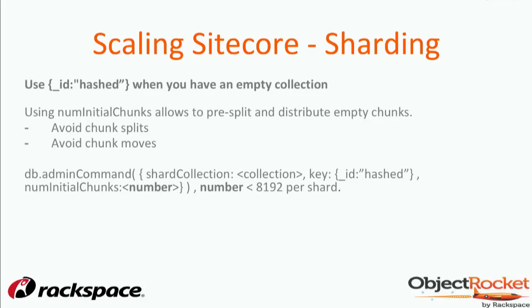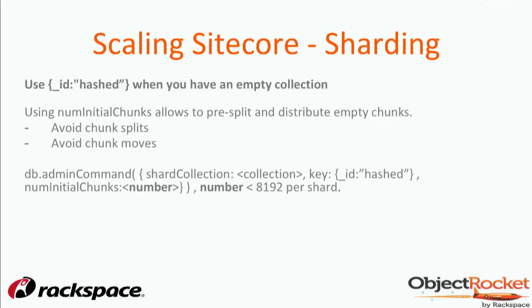You're going to use ID when your collection already has data. When your collection is empty, you can use ID hashed and introduce the number of initial chunks to your sharding command, which will pre-split your data set. It will create the partitions in advance, which means that you're going to avoid move chunks and split chunks in the future. So that will make your life easier. But you cannot use the number of initial chunks if your collection already has data.